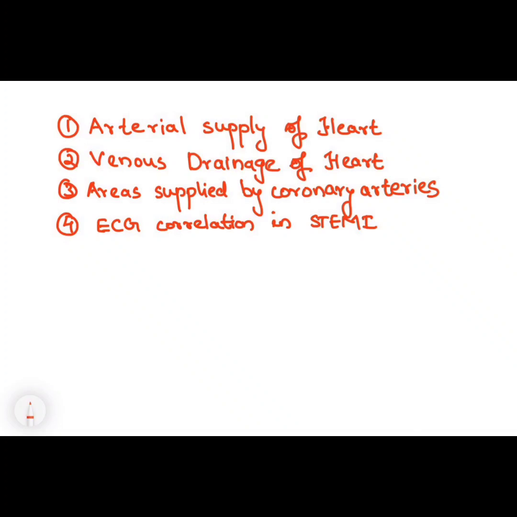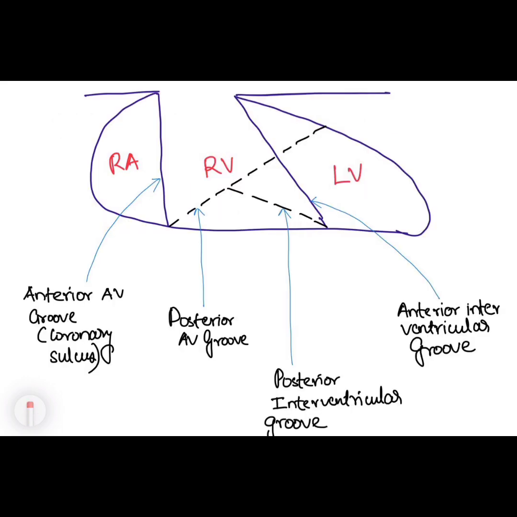Today we are trying to learn another important topic in anesthesia, that is arterial supply of the heart, venous drainage of the heart, areas supplied by coronary arteries, and ECG correlation in ST elevation MI.